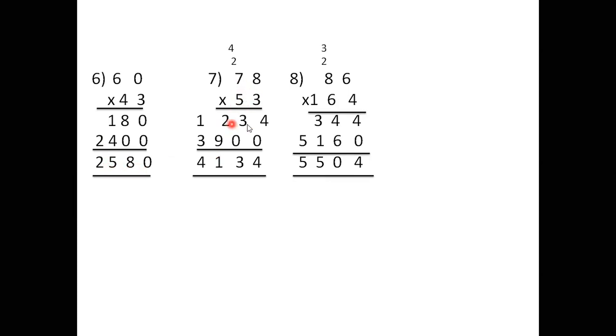So here are 78 into 53. This also you have to multiply. First you should multiply 78 into 3, then 78 into 5. So 3 8s are 24. So 2 we will carry here and 4 we will write here. Next 3 7s are 21. So 21 plus 2 is 23.